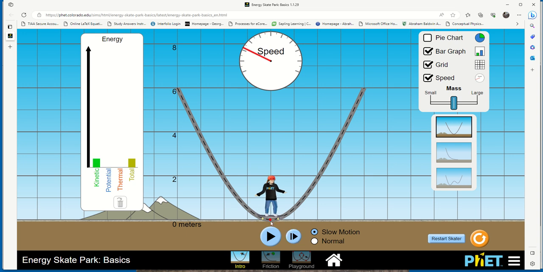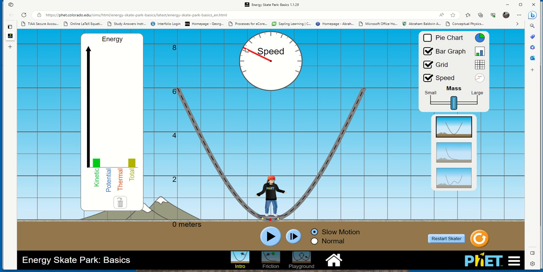There. That red dot, his height is 0. Notice the bar for potential energy is 0. Now I want to go ahead and look at his speed. And again, this is 0. Every major tick mark, that's 0, 2, 4, 6, 8, 10. The minor tick marks are 1. That's 0, 1, 2, 3, 4.